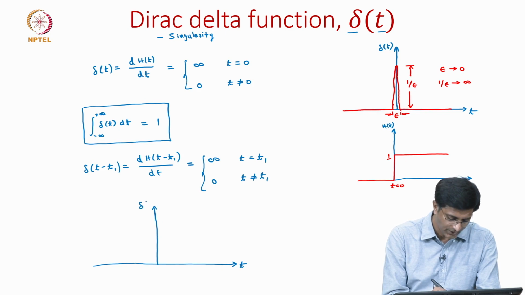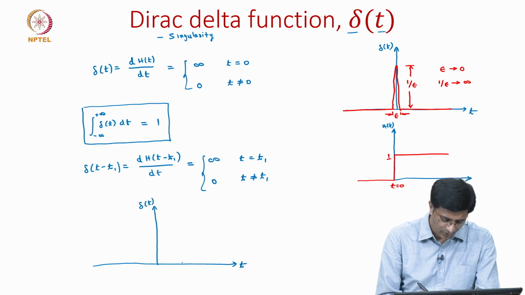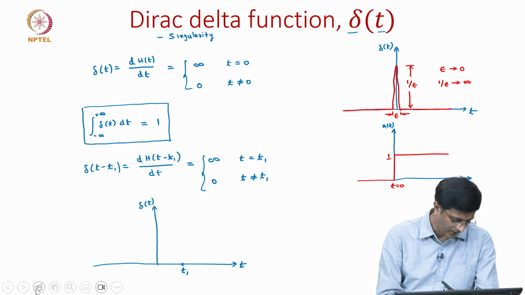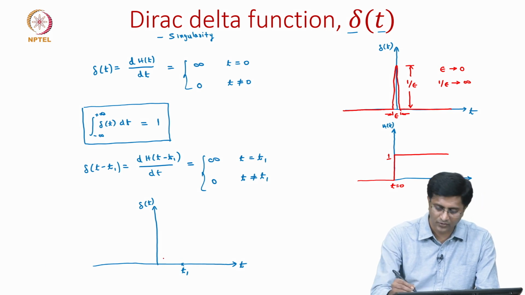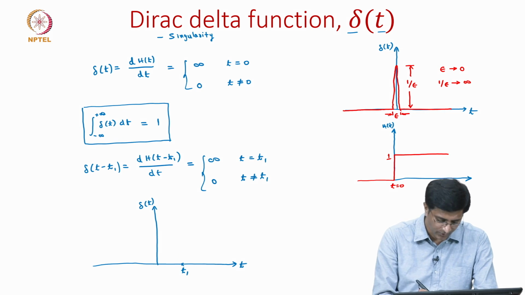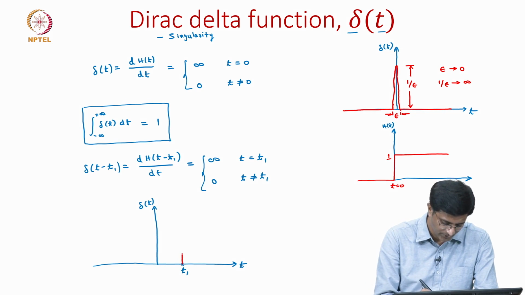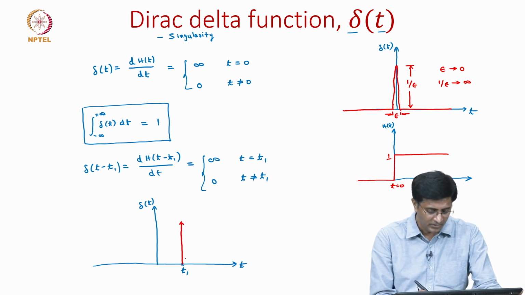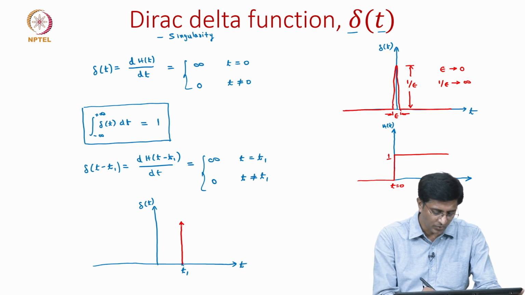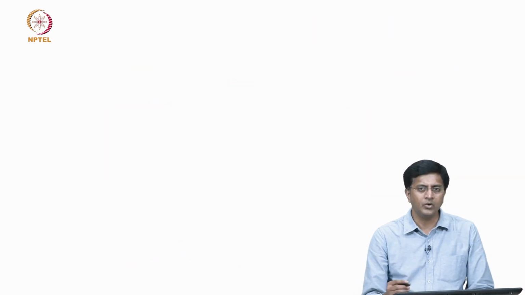This is the Dirac delta function delta of t, and we are talking about time t1. So, we will have the spike at time t1. Instead of showing it with an epsilon, I could simply show it as a vertical line as well, saying that at time t equals t1 the amplitude is going towards infinity. Now, let us look at a unique property of this Dirac delta function.